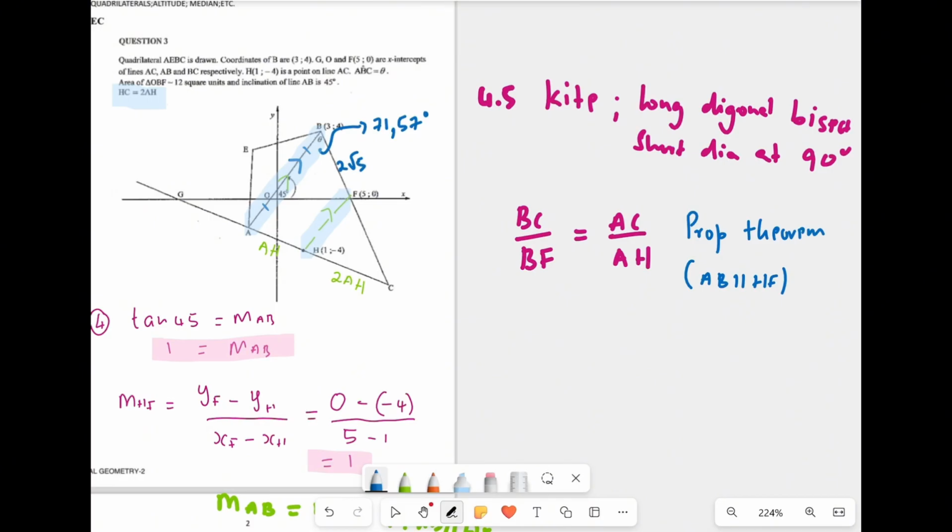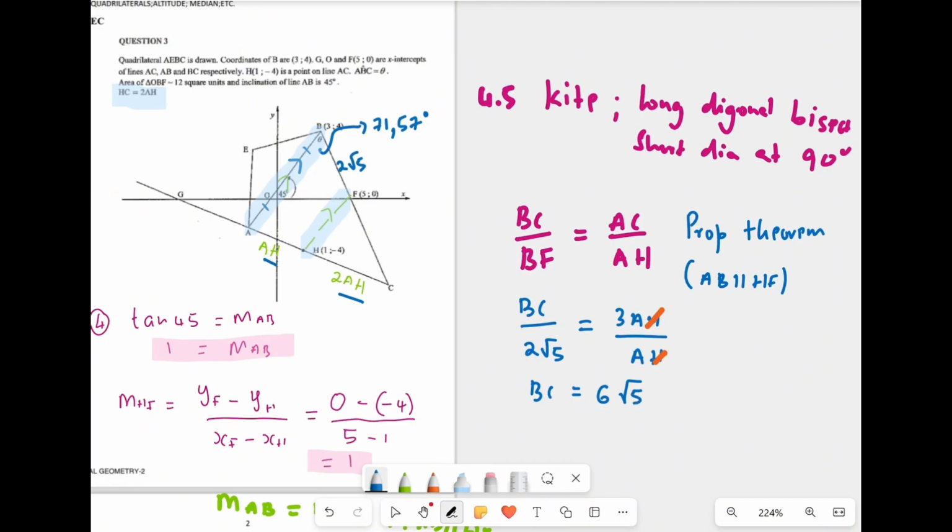Now, what is our BC? We do not know our BC, but we can calculate it. So we are going to have BC over, we do have our BF as 2 root 5. This is equal to, what is our AC? So our AC is AH plus 2AH, so it will be 3AH over AH. You'll notice that AH and AH will divide. Then we cross multiply, and we are going to have our BC as 6 root 5.